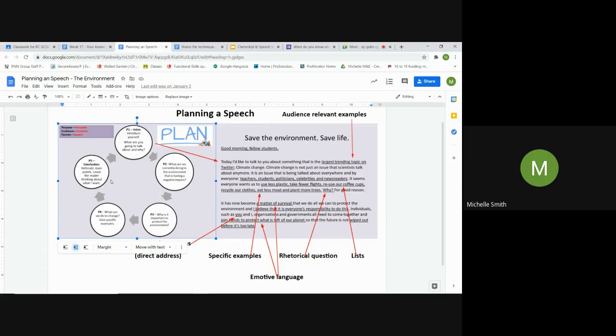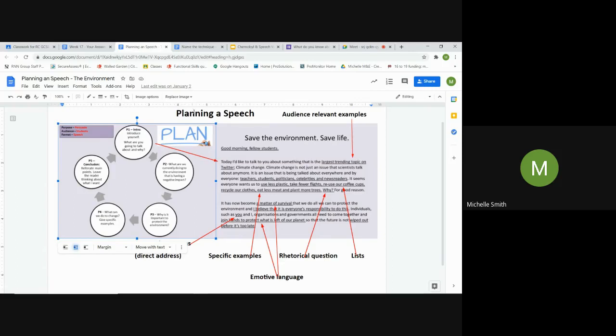And then paragraph 5, which would be the conclusion. Now, this is going to be the same for most things. It's just where you reiterate what your main point is and leave the reader thinking about what you want them to think about. It could be a rhetorical question that you want them to ponder. It could be a really emotive statement that you want to stick in their mind.